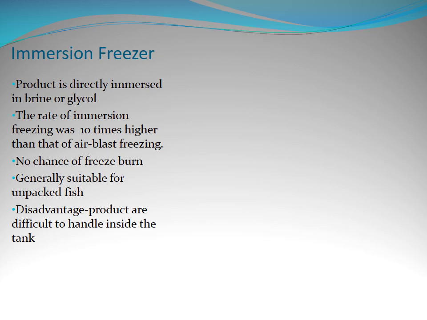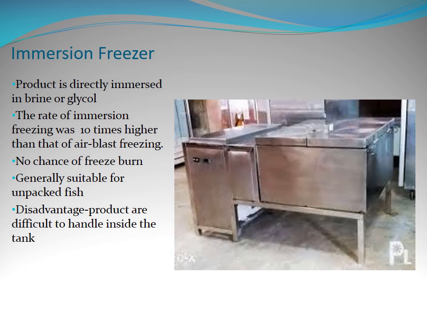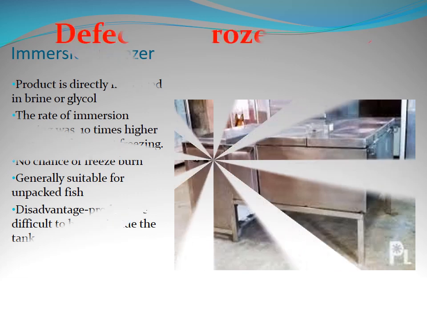Next one is immersion freezing. Now you are seeing here the diagram of immersion freezing. Product is directly immersed in brine or glycol. The rate of immersion freezing is 10 times higher than air blast freezing. Everything else is the same as air blast freezing. There is no chance of freezer burn, and it is generally suitable for unpacked foods. A disadvantage of this type of machine is that it is difficult to handle inside the tank.